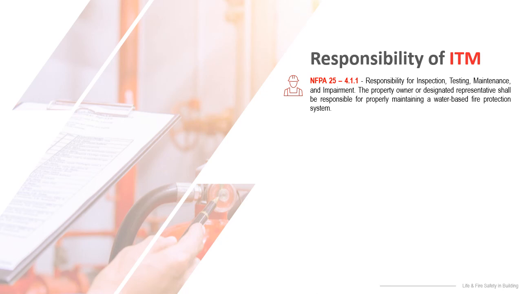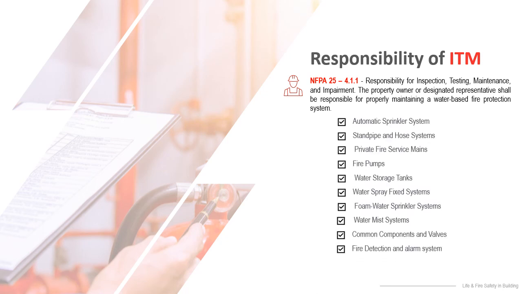The property owner or designated representative should be responsible for properly maintaining a water-based fire protection system, and this should include but not be limited to automatic sprinkler systems, standpipe and hose systems, private fire service mains, fire pumps, water storage tanks, water spray fixed systems, foam water sprinkler systems, water mist systems, common components, and fire detection and alarm systems.